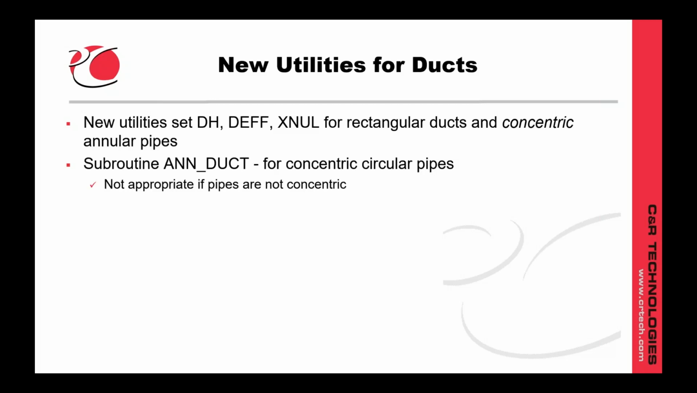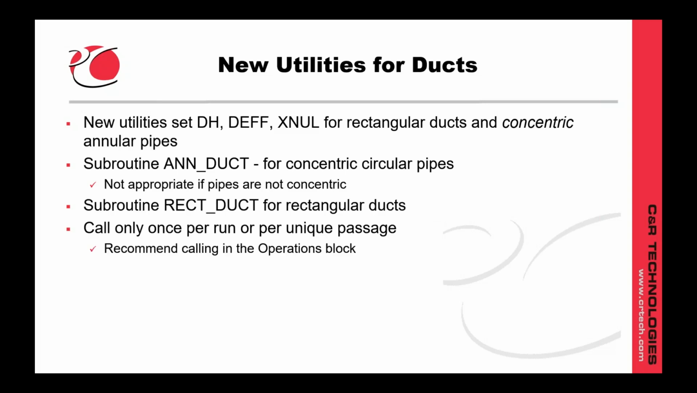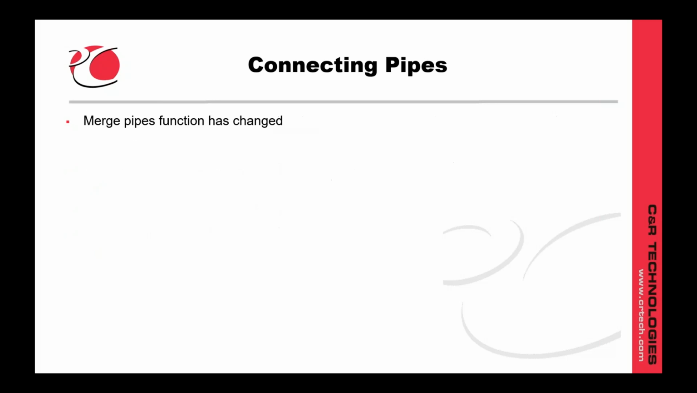So subroutine and duct is designed to be used with concentric pipes. Note that these have to be circular for this routine. And the subroutine rect duct can be used for rectangular ducts. Both of these routines should only be called once per run or per unique passage, and we recommend only calling them in the operations block.